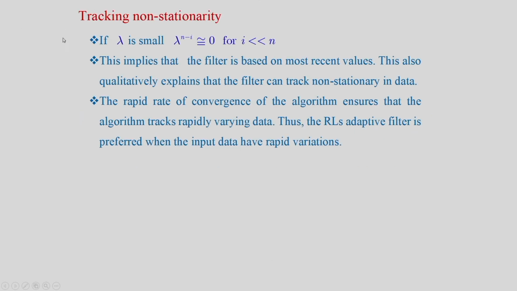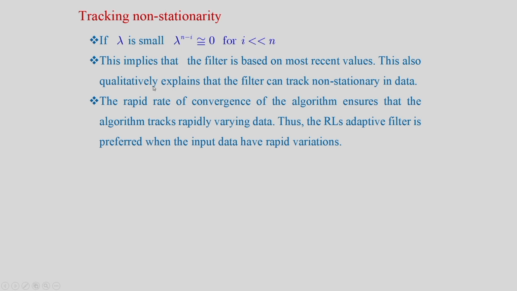Next, we will consider tracking of non-stationarity. If lambda is small, lambda to the power n minus i will be approximately equal to 0 for i much less than n. This implies that the filter is based on the most recent values only, because we are weighting every error by lambda to the power n minus i. Therefore, the filter will be based on the most recent values.